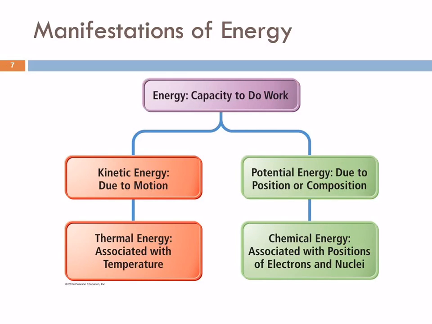Because of the positions of the atoms, there is energy stored inside the compound. So this is a summary flow chart. Energy, the capacity to do work. We've got kinetic energy and potential energy. Kinetic energy is related to motion. Potential is related to position or composition. And the form of potential energy we're most interested in chemistry is, of course, chemical energy. Energy associated with positions of electrons and nuclei, relative positions of atoms.